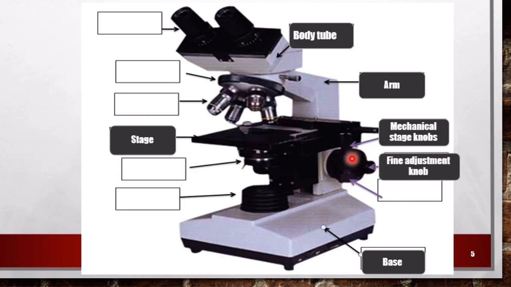Focus adjustment knobs. There are two knobs: fine adjustment knob and coarse adjustment knob.